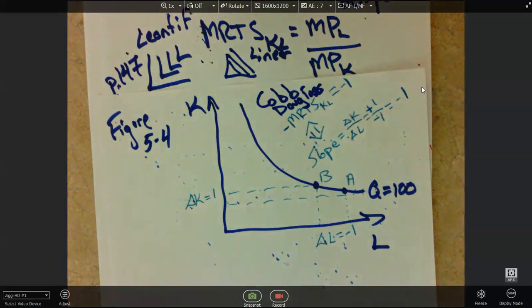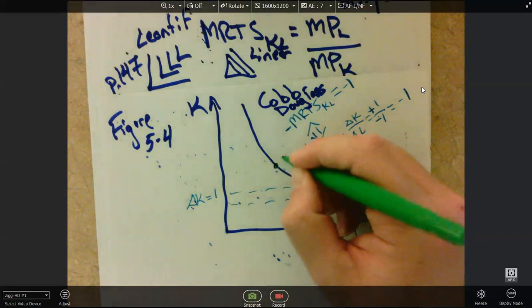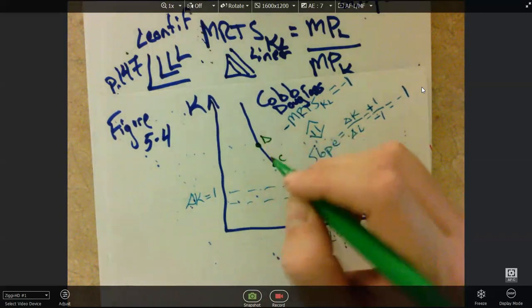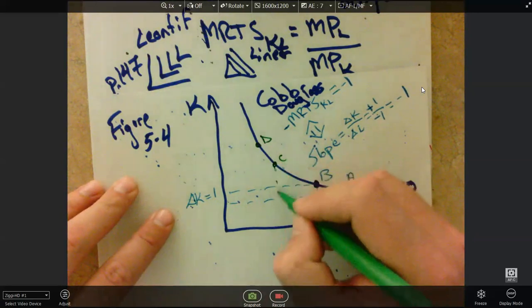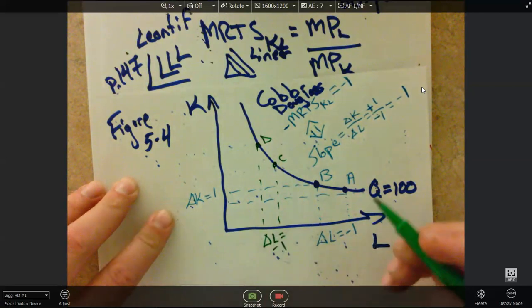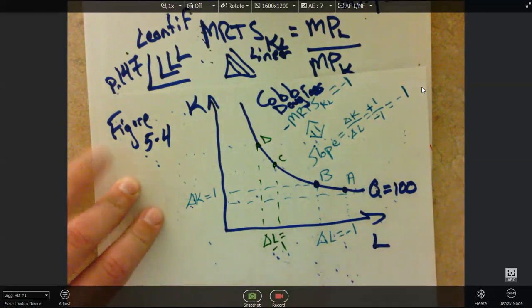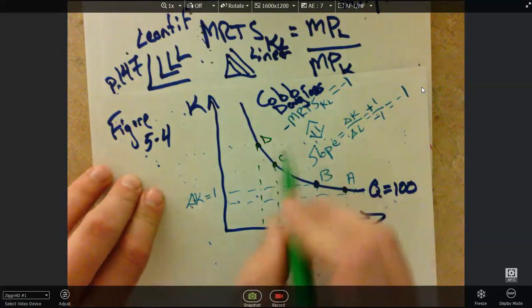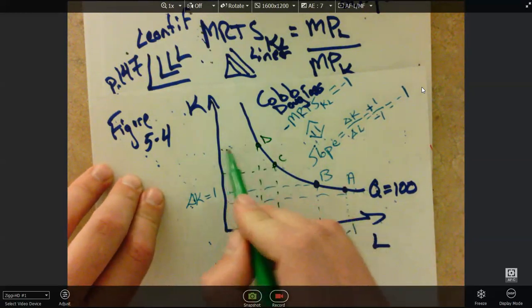So the rate at which we can change our capital for our labor and keep the output constant is going to change depending on how much capital and labor we're currently employing. So when we go from point A to B, it's a 1-for-1, right? But then when we go from point C to point D, we're giving up 1 unit of labor again. And we're now going to be using 3 more units of capital, rather than before it was just 1 more unit of capital.